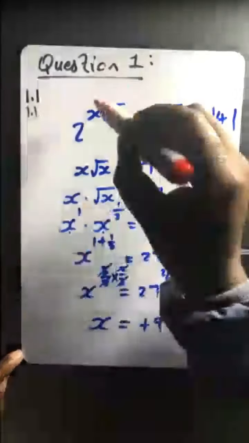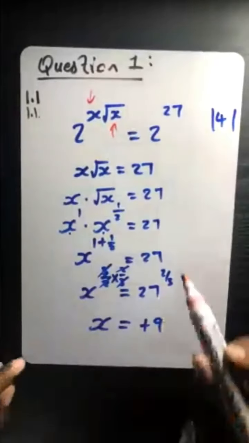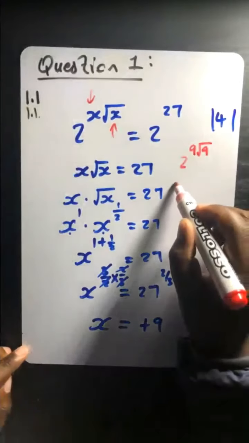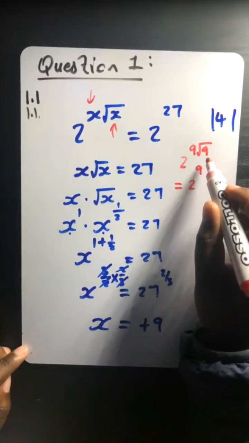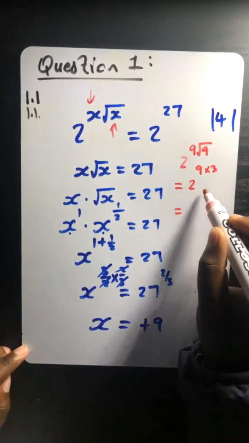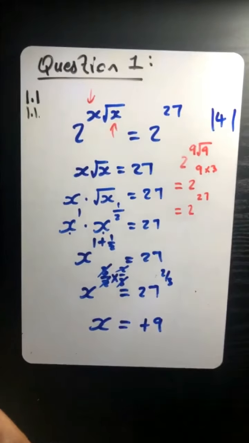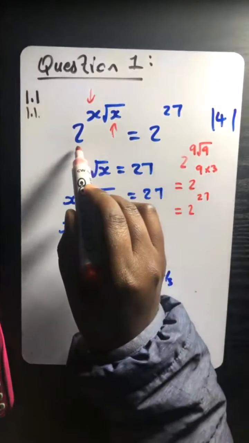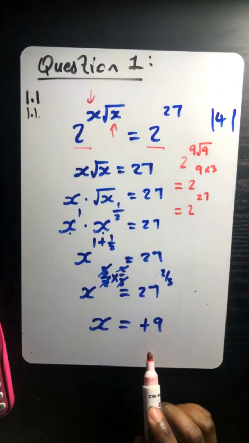How do we prove it? So that means wherever you see x, substitute your positive 9. So that means we're going to have 2 to the exponent 9 square root of 9. When you punch all of this, what are you getting? I think it's 2 to the exponent 9 times 3. What is 9 times 3? Is it not 27? Let me just check. 9 times 3. Yes, it's 27. So can you see the left side is the same as the right side? So that means this answer, Lerato, it's 100% correct.